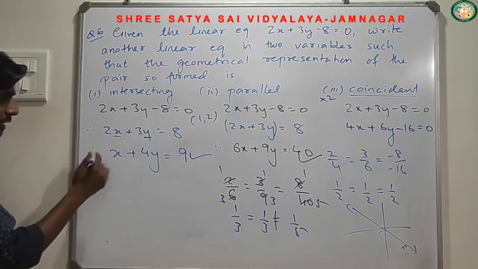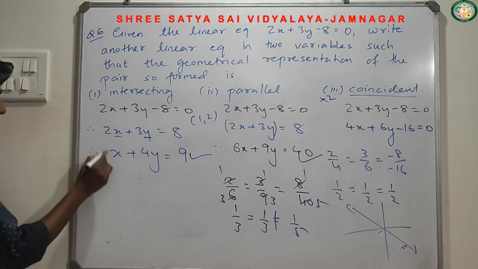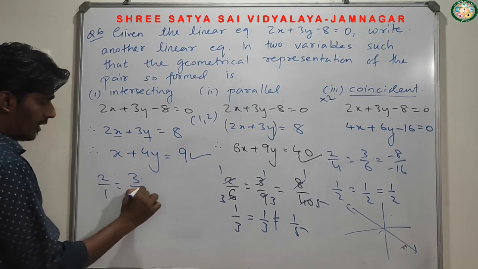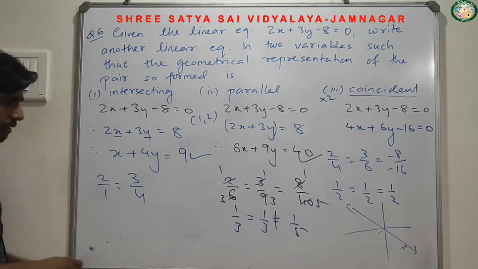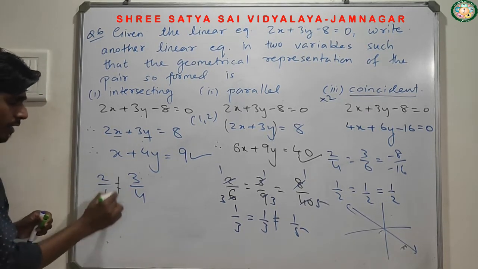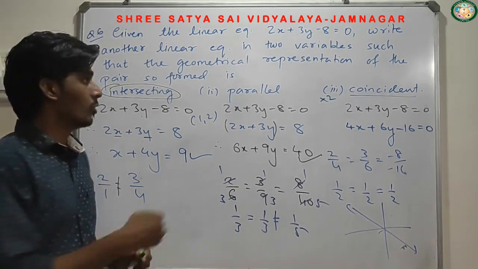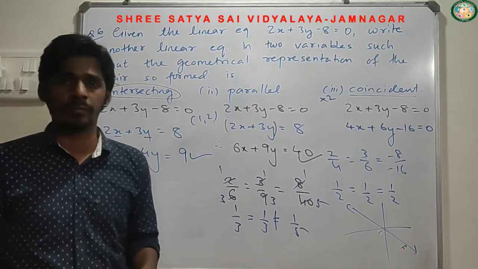Now just for verification, take out the ratio a1 upon a2, 2 upon 1, b1 upon b2, 3 upon 4. Are they equal? No, they are not equal. And if they are not equal, then definitely the lines are what? Intersecting. So this is the way we can solve question number 6.